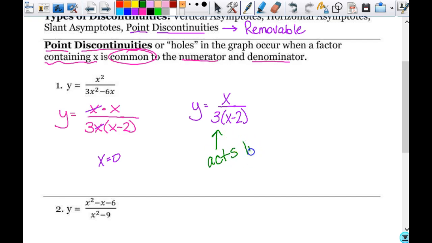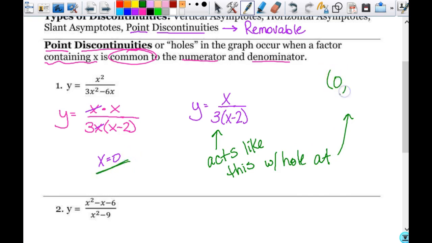Acts like this one, right? With a hole. And then we're going to have to figure out where that hole goes. So once you figure out what your x value is in that ordered pair, then once you've reduced it, you can plug it in. Well, when I plug in 0 for x, does it even matter what's going on in the denominator? No. So I plug in 0, that means it's at 0, 0.